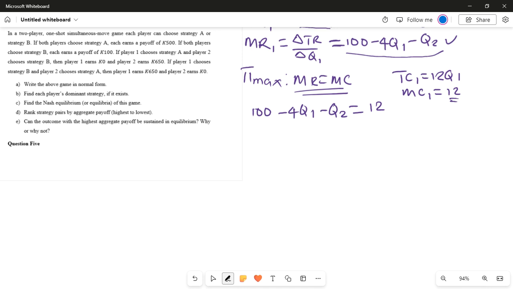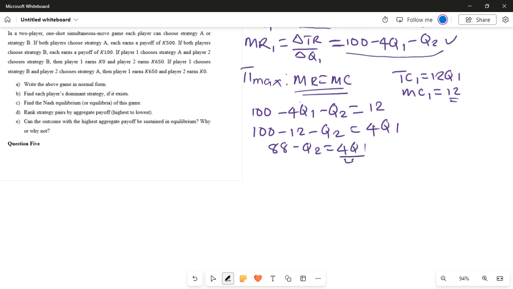From here we need to make q1 the subject of the formula so that we can derive the reaction function for firm 1. Good, let's do just that. We take this whole term to the other side, and we bring the 12 to the left hand side. So this is going to be 100 minus 12 minus q2 is equal to 4 q1. 100 minus 12 is 88, so 88 minus q2 is equal to 4 q1.